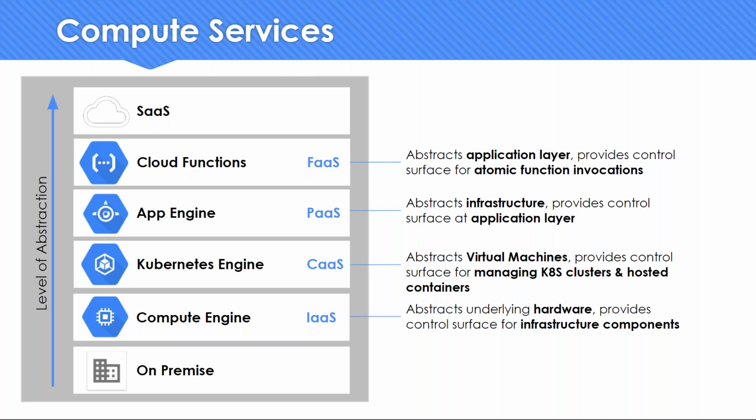In GCP, it is called Cloud Functions. In AWS, this is popularly called Lambda, AWS Lambda. In Azure, it is called Azure Functions.